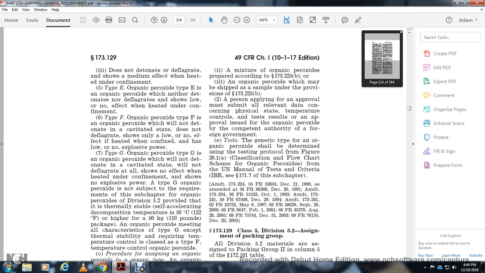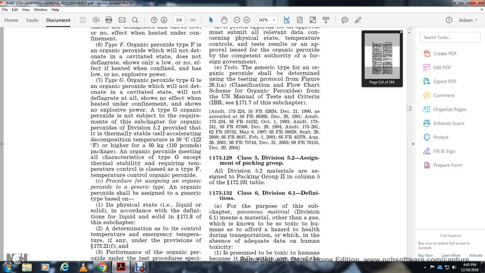Test. The generic organic peroxide shall be determined by use of the testing protocol of the year 21A, with the classification of the flow structure of the organic peroxide per the UN manual of testing criteria, in subchapter 173.129. Class 5, Division 5.2, assignment of packaging: all Division 5.2 materials are assigned packaging group 2 per column 5 of the 172.101 table.